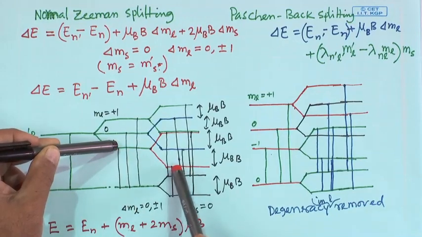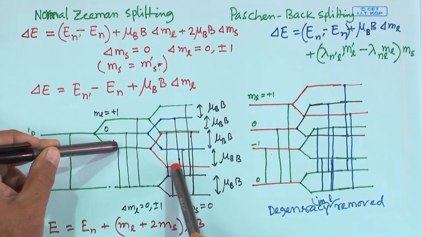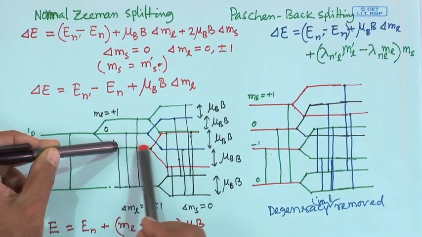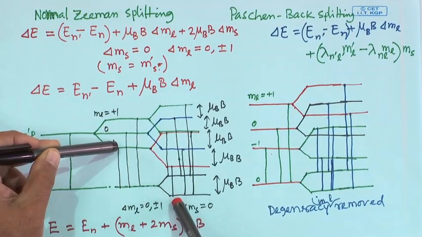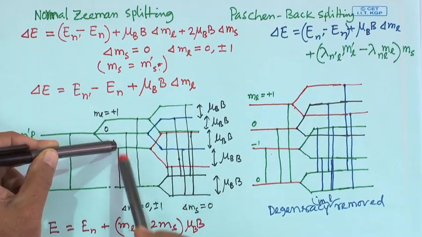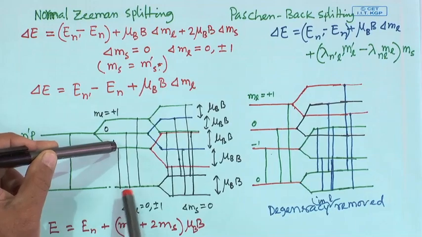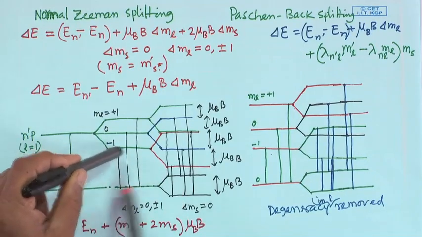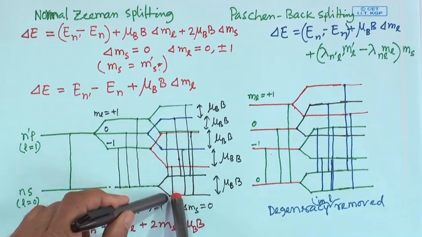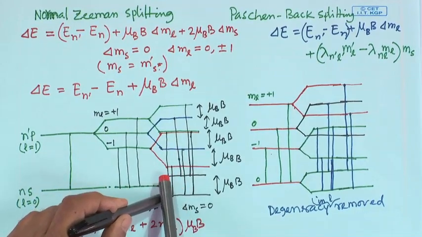In the other case also one can say that whatever the energy, it has come down by mu b, and for this line also the energy has come down by mu b. So, both have come down by mu b. So, the energy difference is the same as this energy difference. Okay. So, basically these two lines are nothing but the same line. So, transition-wise it has two lines, but the energies are the same.